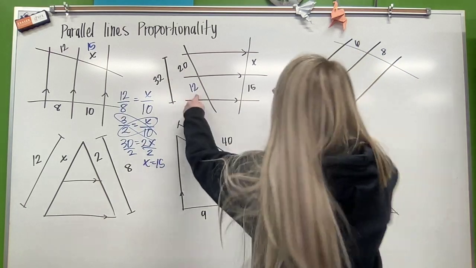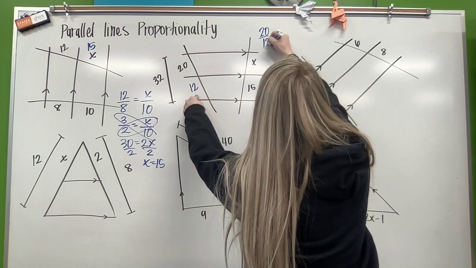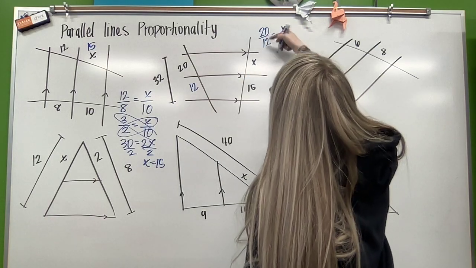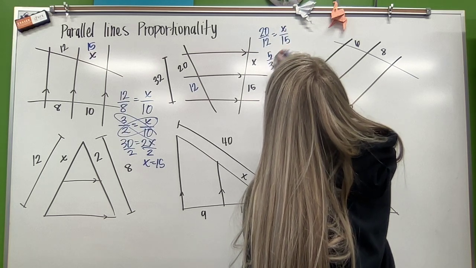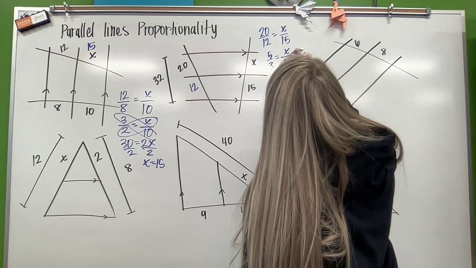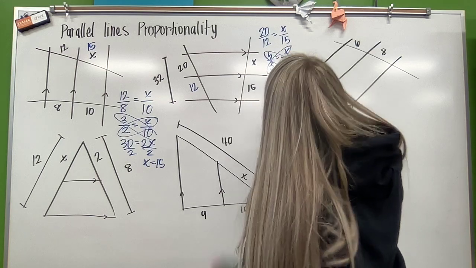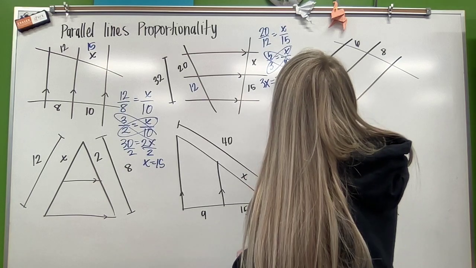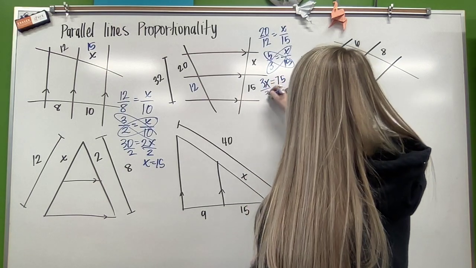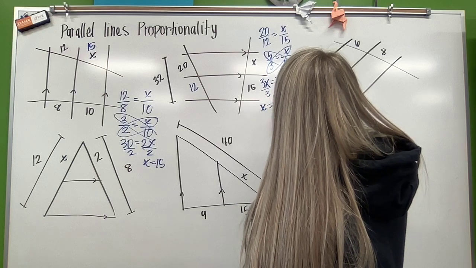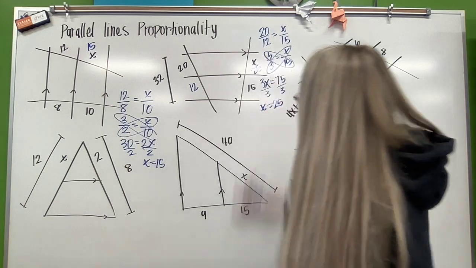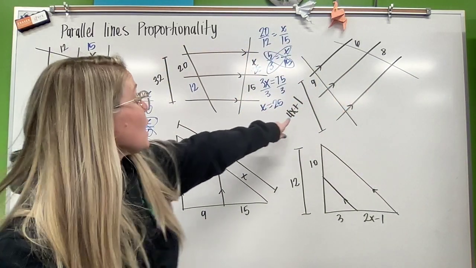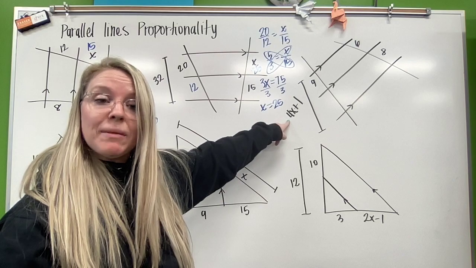So now I could go ahead and set up my ratios. So this one I'll do 20 to 12 equals x to 15. I'm going to go ahead and reduce this by 4, so I'm going to get 5/3 equals x over 15, and I'm going to cross multiply. So 3x equals 75. Divide that by 3, and x equals 25. Plain and simple.